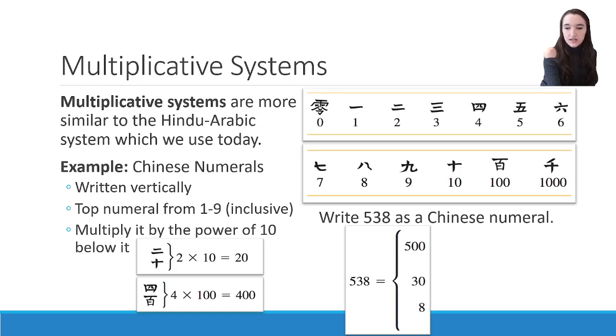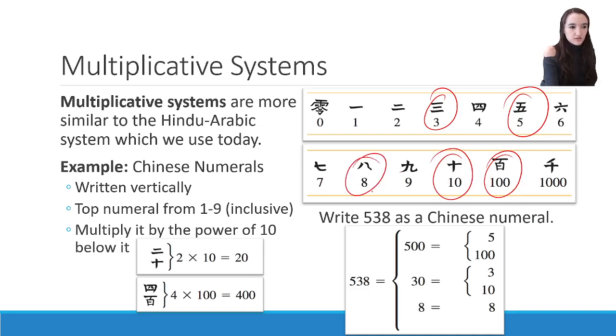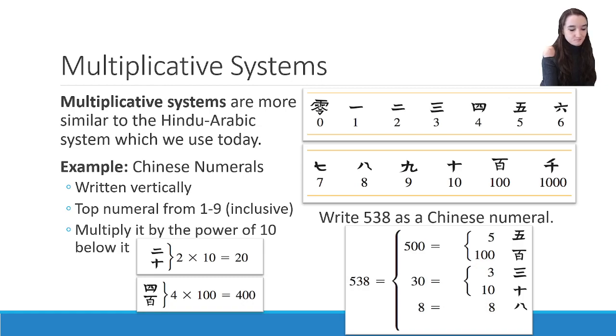So 530 and 8, each of its place values, which we will talk about a little bit later. 500 is 5 hundreds. So we're going to write that the way we wrote this, 2 over 10, 4 over 100. So this will be 5 over 100, 3 over 10, and then the ones place we just leave as 8. So 5 over 100, we just take the symbol for 5, the symbol for 100. 3 over 10, we write the symbol for 3, symbol for 10. And then 8, we just write the symbol for 8, and that is it.